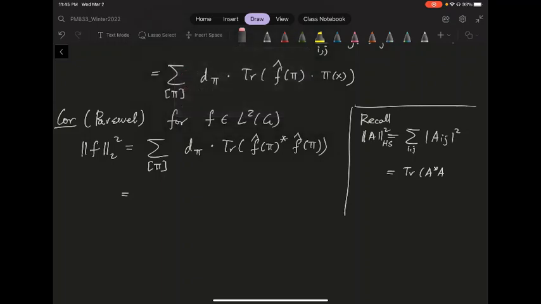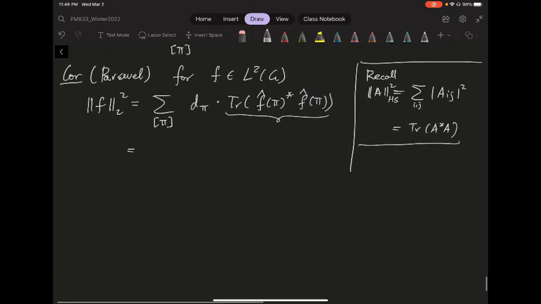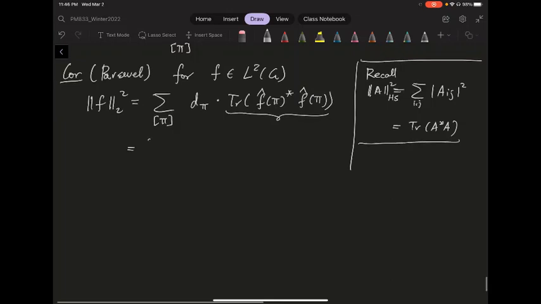Now each of these elements, you can understand as the Hilbert-Schmidt norm of this n by n matrix. Each f hat of pi is an n by n matrix. So this is also understood as summing over all the irreducible equivalence classes the Hilbert-Schmidt norm of f hat, so f hat squared. Okay, so let's prove this.